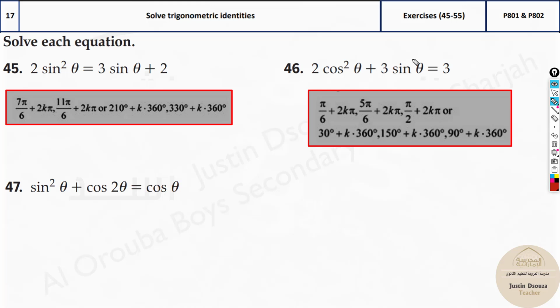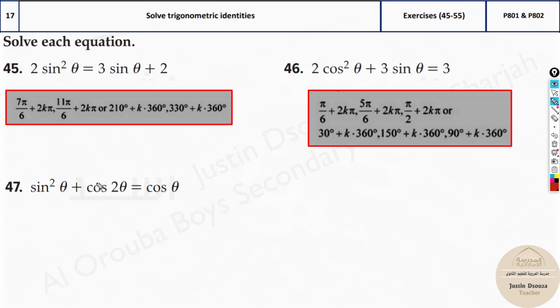Similarly, please do try this as well. I will do this one because it is cos 2 theta. Now here, remember, we have sine squared, cos 2 theta and cos theta. Without some identities, we cannot go ahead. Now, which is the identity to use? For cos 2 theta, there are plenty of identities.